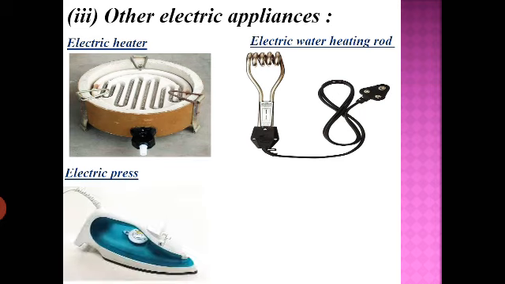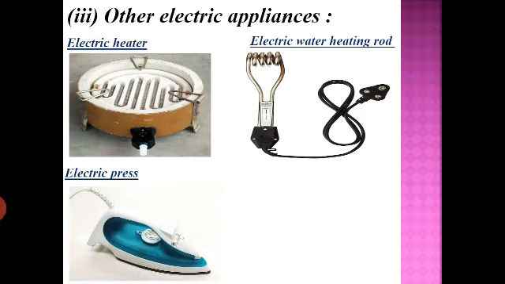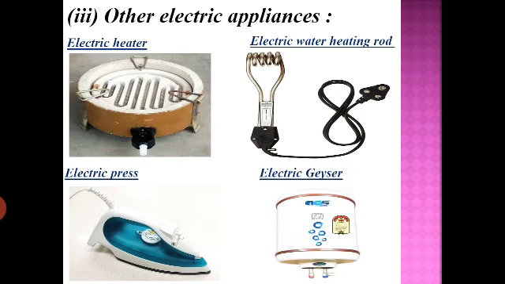Electric press or the iron we have at home, even this has a kind of heating element plate that gets heated because of the electric current. And electric geyser also has a heating element which will get heated with the help of the electric current. And there are many other appliances in the market now which we are using at home also, which are producing heat because of the current. So you can see how the concept of heating effect is being utilized in daily life.